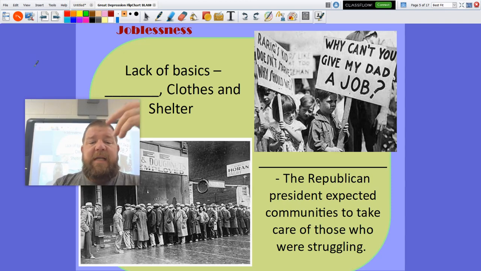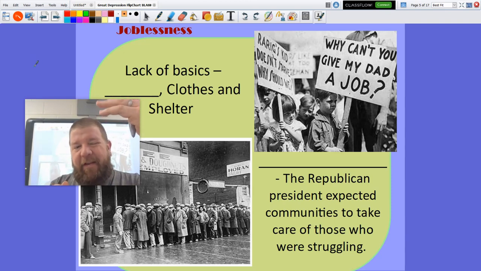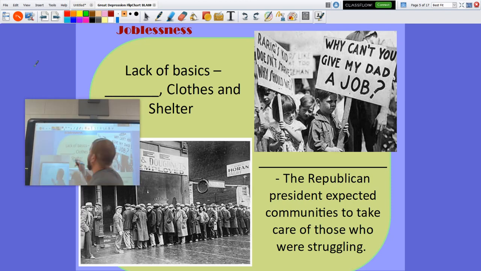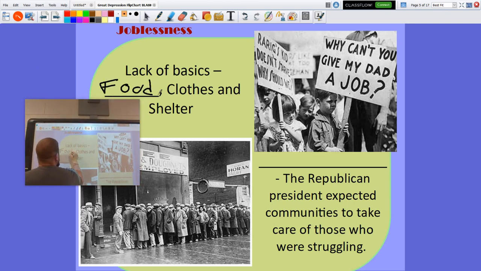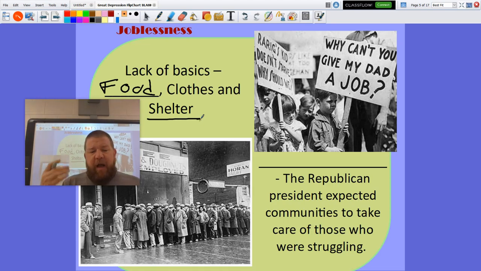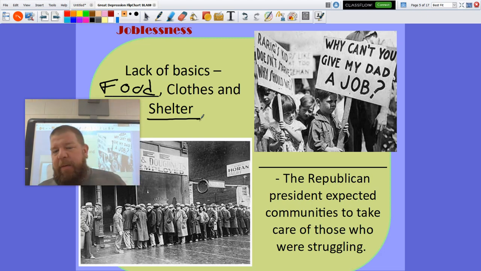People are dealing with a lack of basics, the things that they need to survive. They do not have food, they do not have clothes, and they do not have shelter. And so how will the government look at these long lines of unemployed people, these hungry children, people without pants, people without shoes, people without dinner, and deal with it?